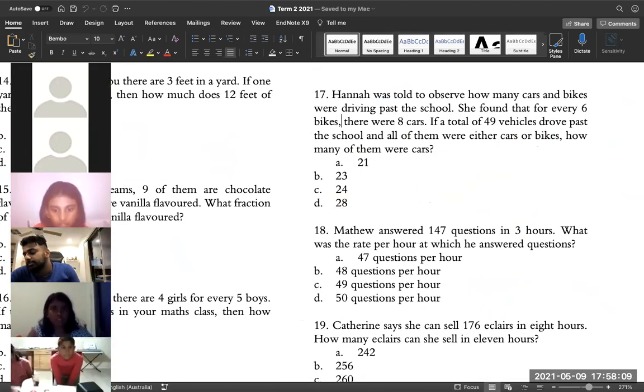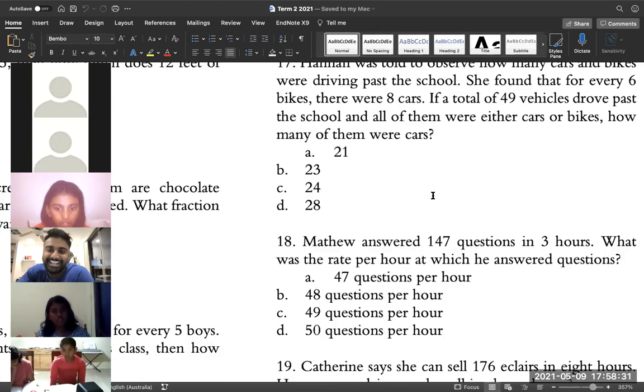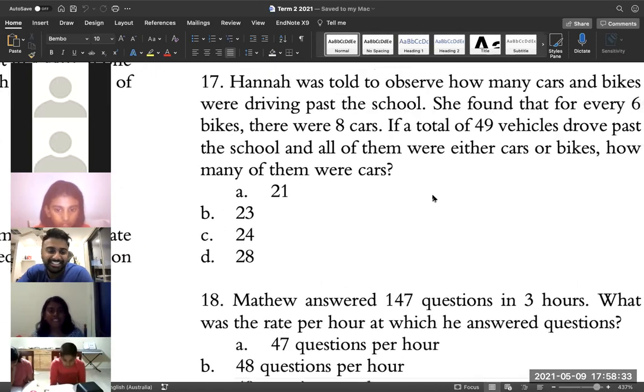All right. So question number 17. Hannah was told to observe how many cars and bikes were driving past the school. She found that for every 6 bikes, there were 8 cars. In a total of 49 vehicles that drove past the school, all of them either cars or bikes, how many of them were cars? Perfect. Awesome question. I'm only saying that because I made it. Nah, I'm joking. I didn't make this question.